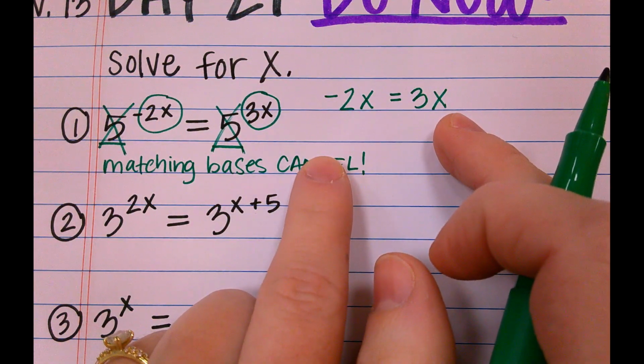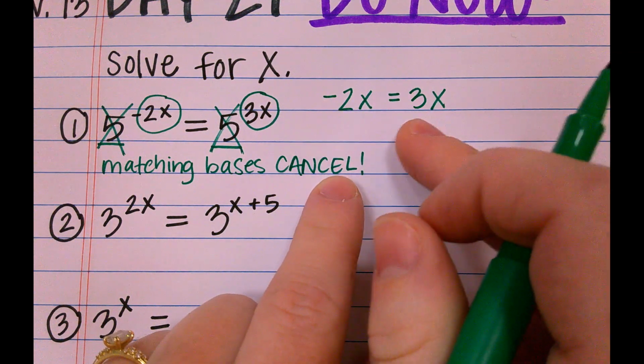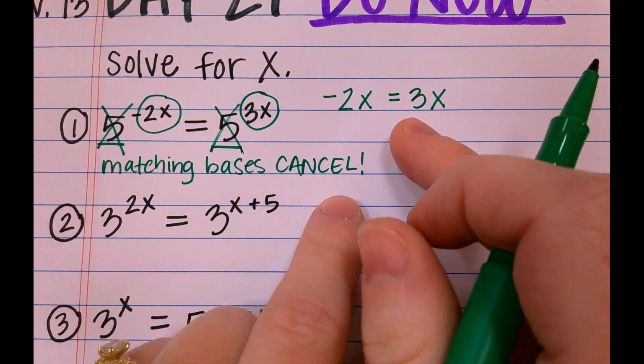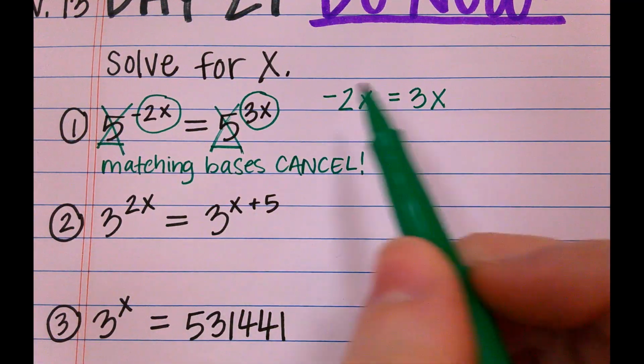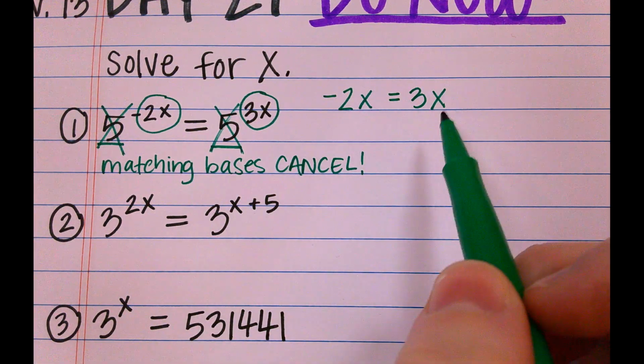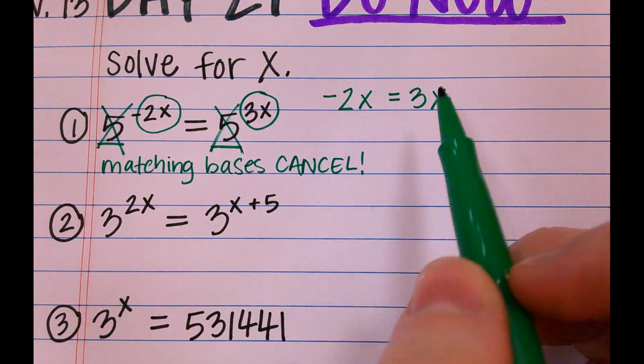I was thinking multiply the negative 2 and the 3. Multiply the negative 2 and the 3? Yeah, because they both had an x. That's why I was thinking about that. So what do you mean multiply the negative 2 and the 3? Like distribute to make it negative 6x. Can't do that because there's an equal sign.